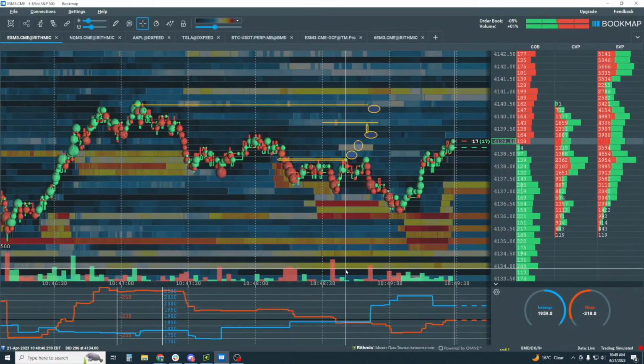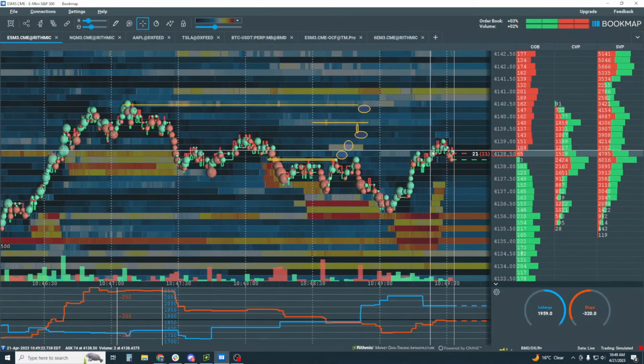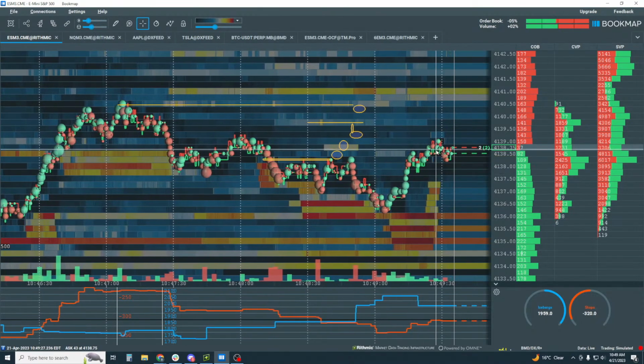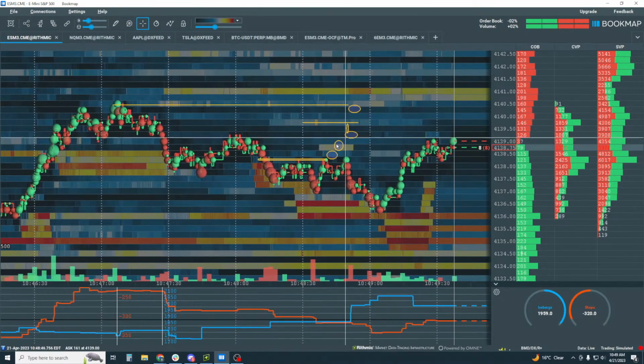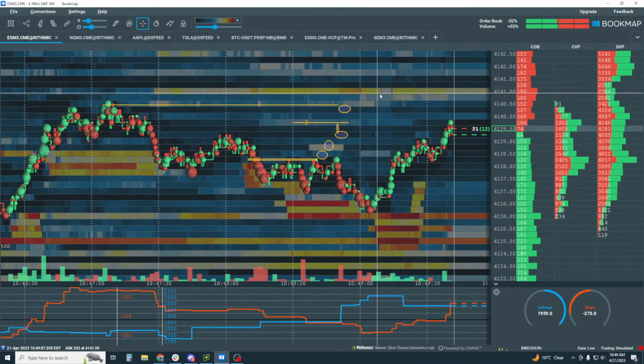Okay, so it had to come down one more time here and then come back up. Okay, and retest back up in here, and now we're starting to find those buyers. And now we're looking for the move back up to 41.